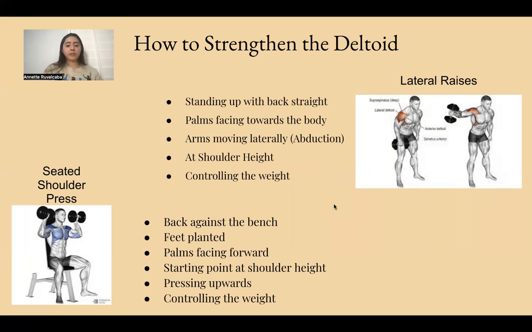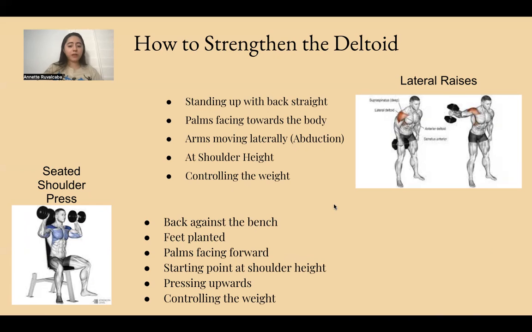And so after we face our palms towards our body, we then want to move our arms laterally. And again, this is abduction, and we want to be at shoulder height. We don't want to go any more than that. We just want to go to shoulder height and then control the weight while we're going down.